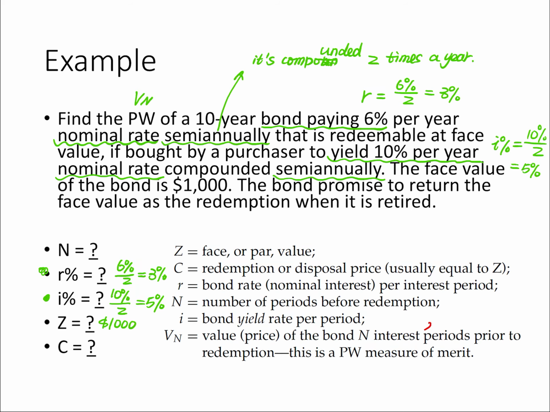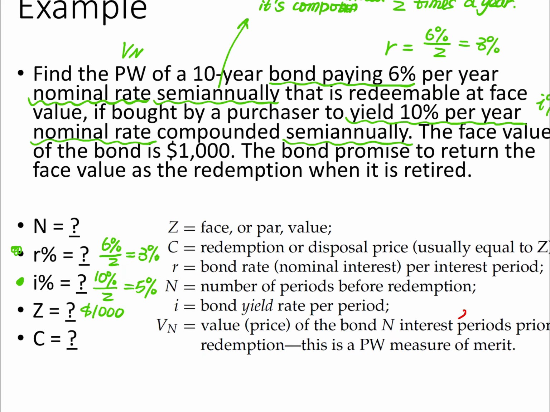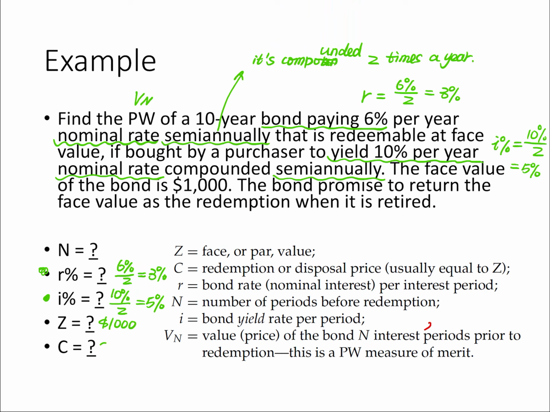And the face value of the bond is 1,000. So the Z is 1,000. And it said that the redemption is going to be the same as the face value, so the C is also 1,000. And the last value you want to know is N, number of periods. The N is not 10 years, because every year you need to compound or calculate the interest twice. So it's going to be 10 times 2. It's 20.